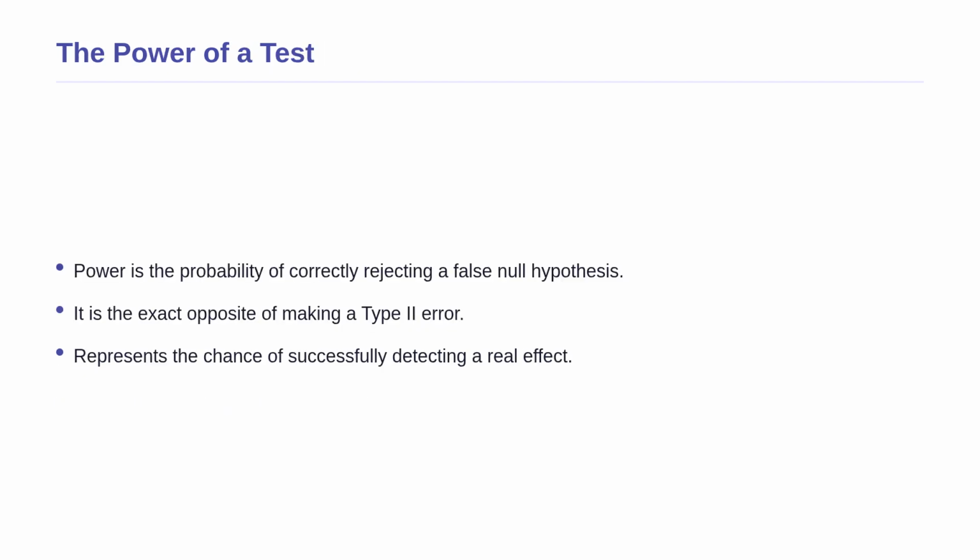Now that we know our miss rate, we can talk about our success rate. This is called the power of the test. Power is the probability of correctly rejecting a false null hypothesis. It is the exact opposite of making a type 2 error. If beta is the chance of missing the fire, the power is the chance of successfully detecting the fire and sounding the alarm. Naturally, as statisticians, we want the power of our test to be as close to 100% as possible, ensuring that if an effect is there, we will definitely find it.